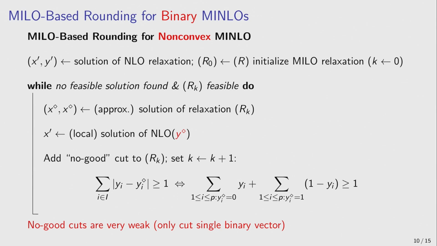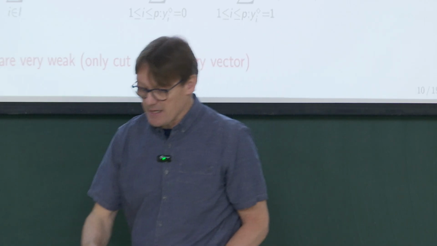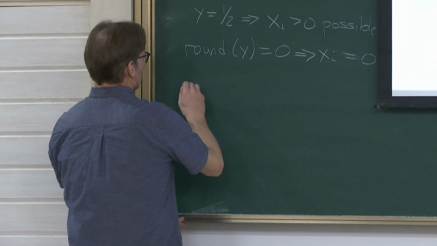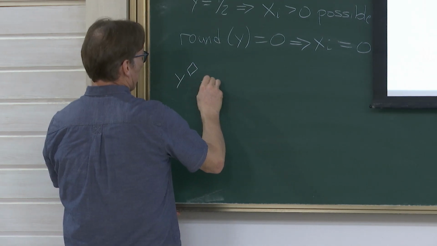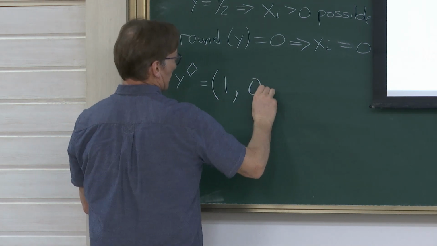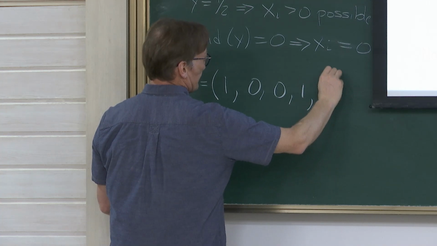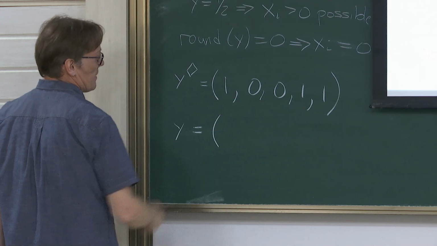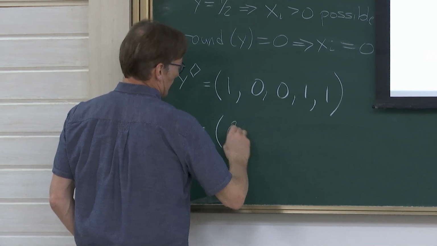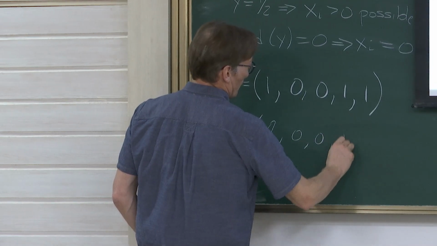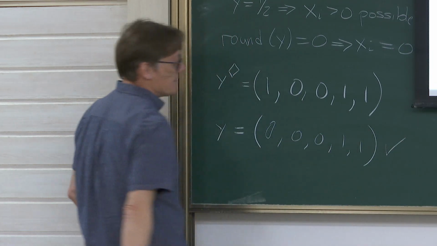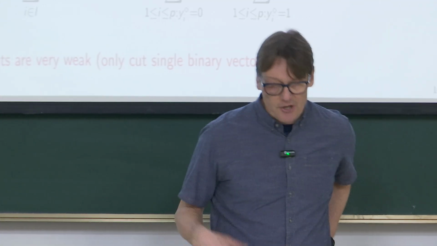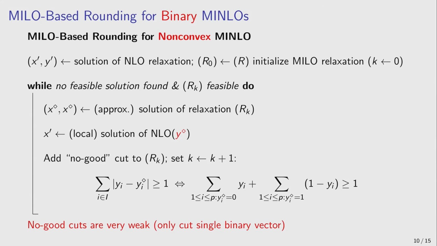Right? And what you're counting is just the difference in zeros and ones between two integer variables. So if I have one integer solution, y dagger, which is 1, 0, 0, 1, 1, any other one that just differs in one digit from this would be feasible. So 0, 0, 0, 1, 1 would be okay, and you can just check that all other ones satisfy this constraint. So this is called a no-good cut, and it just eliminates the one integer assignment.